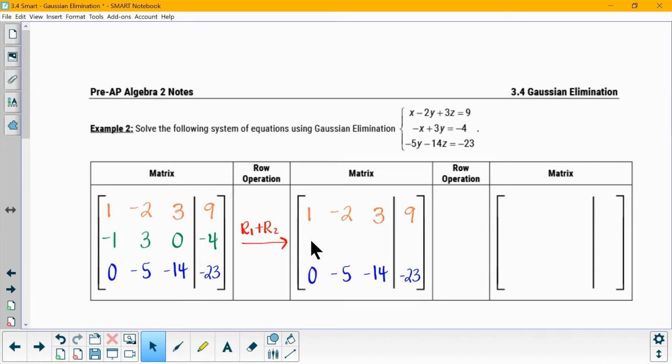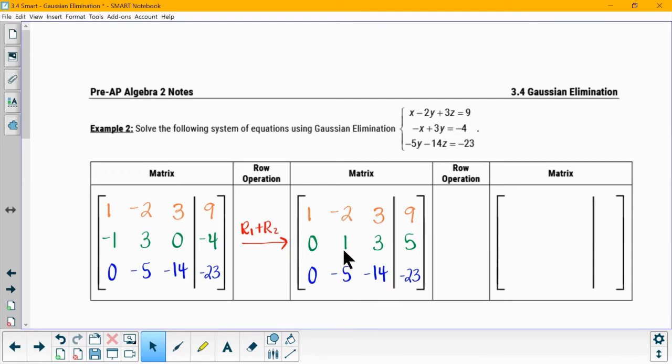1 plus negative 1 is going to give me 0. 3 minus 2 is going to give me 1. 3 plus 0 is going to give me 3. And 9 plus negative 4 is going to give me 5. Now that I have 2 zeros, again, my only goal is to turn this negative 5 into a 0 as well. So I don't have a 5 in that same column. So I'm going to have to do some row multiplication and some row addition together to make this value 0.